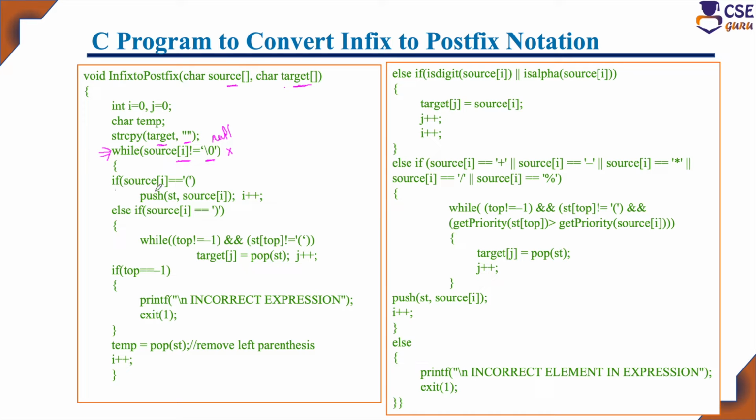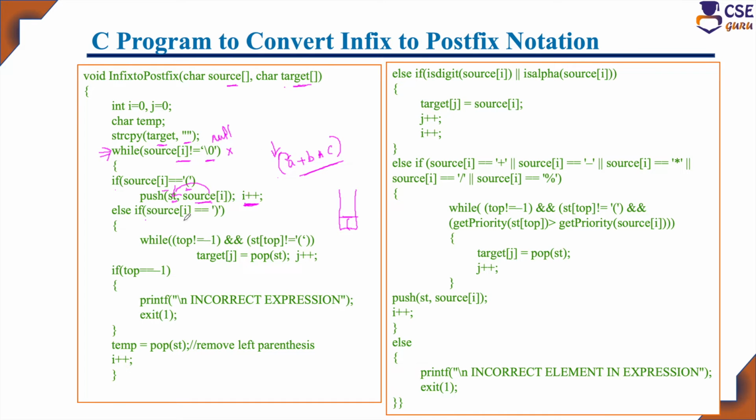So here if source of I is equal to open parenthesis, if you have encountered an open parenthesis, what you have to do? You have to push it onto the stack. So whatever stack data structure you are having, directly push it onto the stack. And then from the source to the stack, you have to place the character open parenthesis and then I++. For example, if it is A plus B into C as the input string, once you have scanned this open parenthesis, you have pushed it onto the stack. Then you have to move to the next character. You need to scan the next input character, right? For that, this increment operator is used.